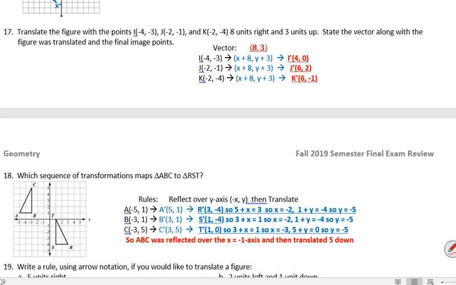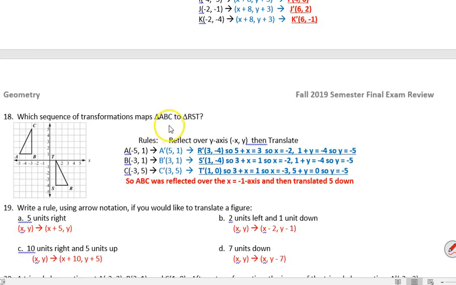So for number 17, it says translate the figure with the points I, J, K, 8 units to the right and 3 units up. State the vector. Well, the vector is going to be those funky looking brackets, 8, 3, because it went 8 to the right and 3 up. And then we're going to add 8 to every x value, and we're going to add 3 to every y value, and that's how we get our I, J, K prime.